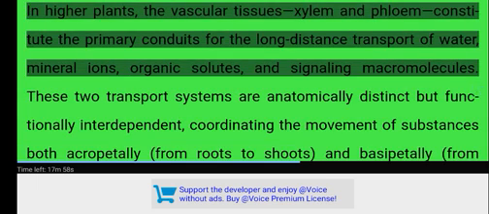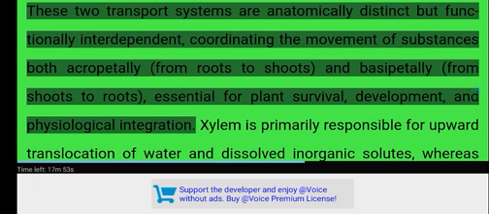In higher plants, the vascular tissues, xylem and phloem, constitute the primary conduits for the long-distance transport of water, mineral ions, organic solutes, and signaling macromolecules. These two transport systems are anatomically distinct but functionally interdependent, coordinating the movement of substances both acropetally, from roots to shoots, and basipetally, from shoots to roots, essential for plant survival, development, and physiological integration.